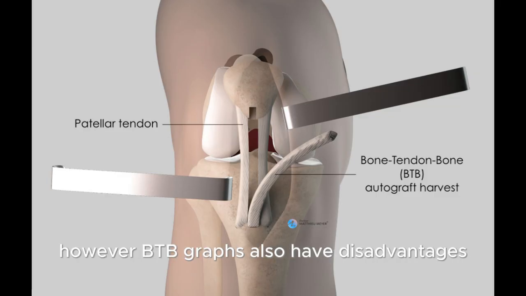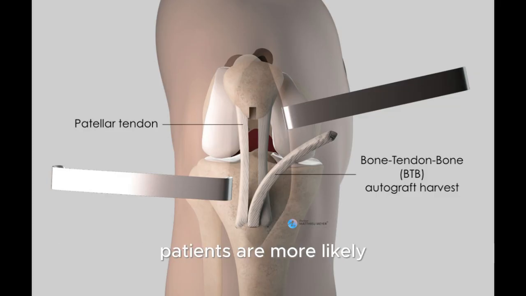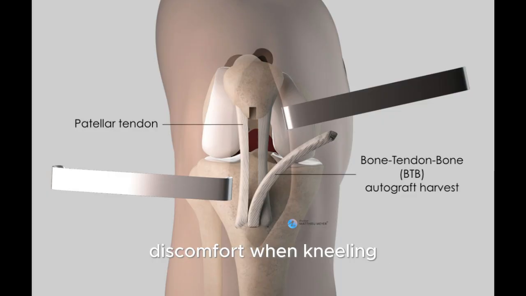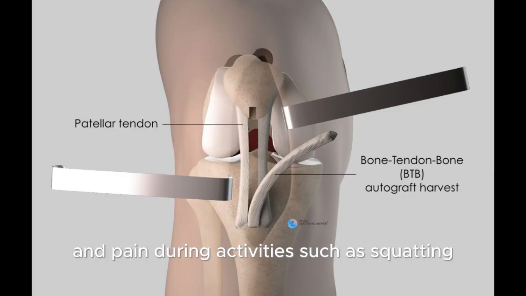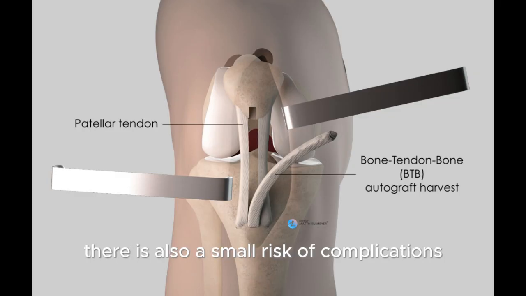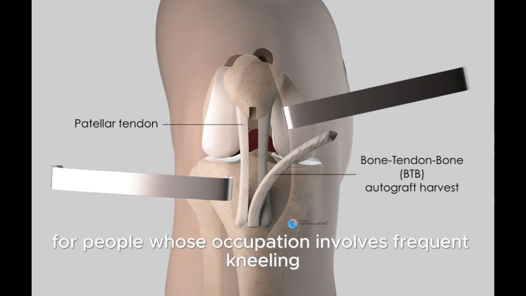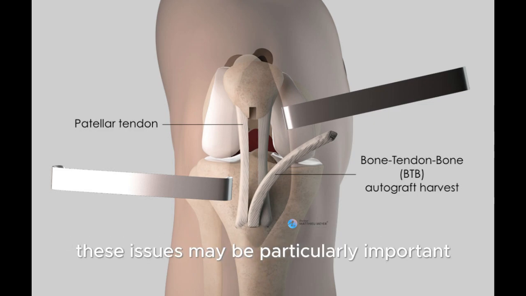other grafts. However, BTB grafts also have disadvantages. Patients are more likely to experience pain at the front of the knee, discomfort when kneeling, and pain during activities such as squatting. There is also a small risk of complications such as patellar fracture or patellar tendon problems. For people whose occupation involves frequent kneeling, these issues may be particularly important.